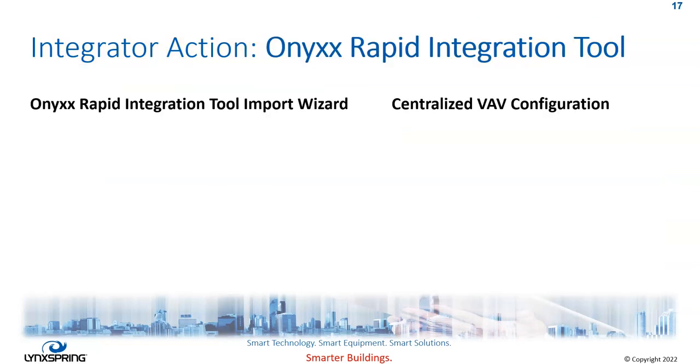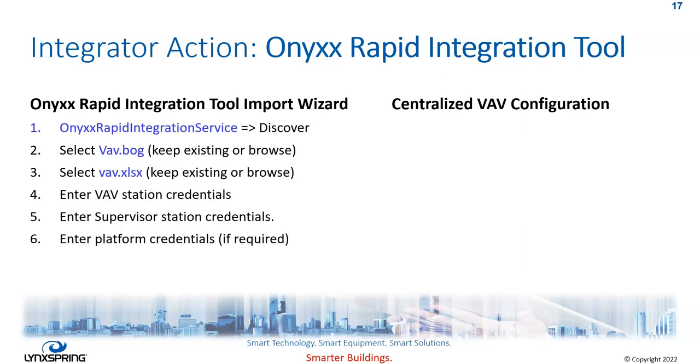Now, before we start the steps, let's spend a few moments to talk about the process overview for the Onyx Rapid Integration tool. After the spreadsheet is ready, we're going to import it into the supervisor. In the Onyx Rapid Integration service display, a Discover button will start the import process, and you'll have the option to set several options, for instance.